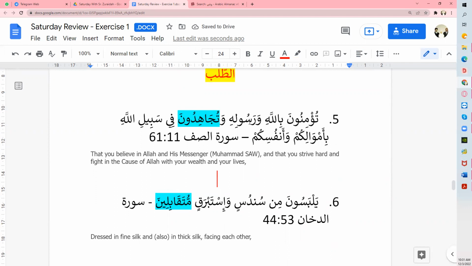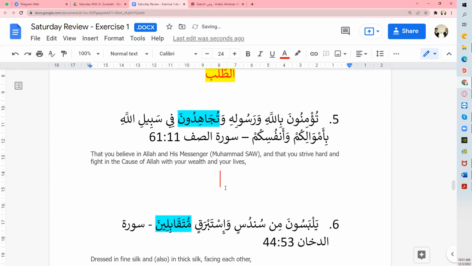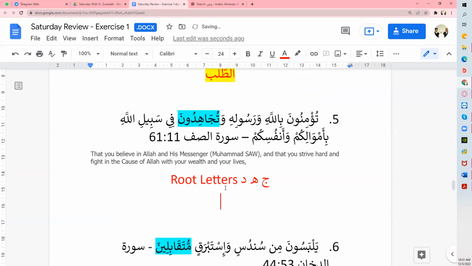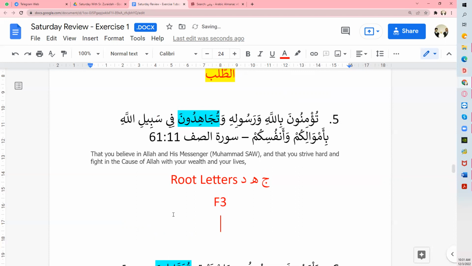Tujahidun. Root letters first. Easiest one first. This family. Jahada. What are the root letters? Jim Ha Dal. Okay, Jim Ha Dal. Good. Family? This is family 3. Yeah, family 3. Good. Now give me the passive line for this.